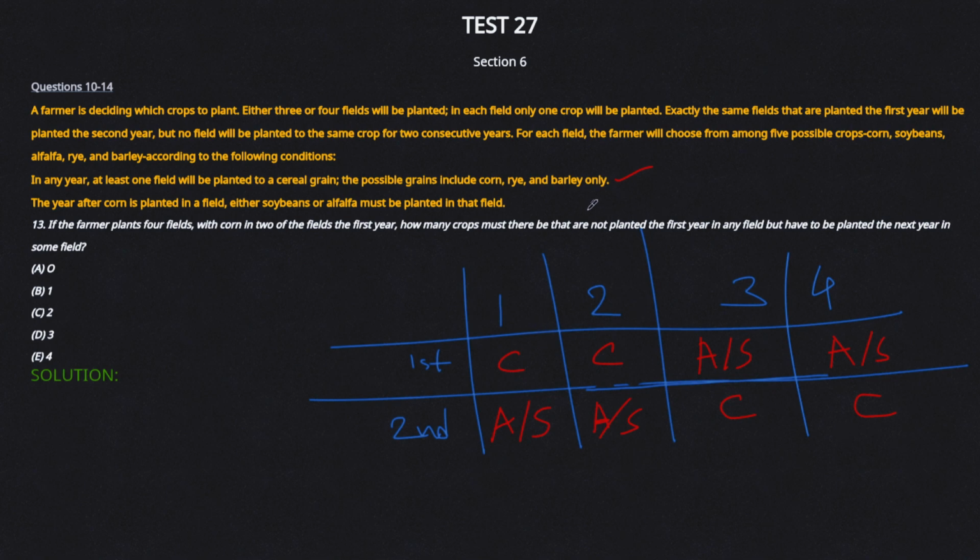So what we have been asked here is how many crops must there be that are not planted the first year but have to be planted in the second year? But there's zero crops that have not been planted in the first year but must be planted in the second year. There's no must for us to plant, let's just say, a rye or a barley or whatever. We don't really need that. We can just make ends meet with corn, alfalfa, and soybean for both years. So the correct answer is A, 0.